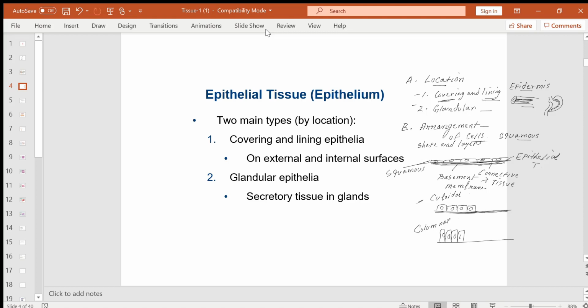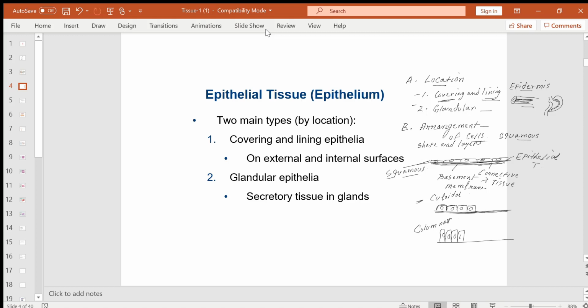The word squamous means the scale of the fish. The skin of the fish or surface of the fish has flat scales. So these cells look like the scale of the fish. That's why called squamous. Then cuboidal, cube shaped, the height and width almost same. And columnar, the cells are tall like columns.